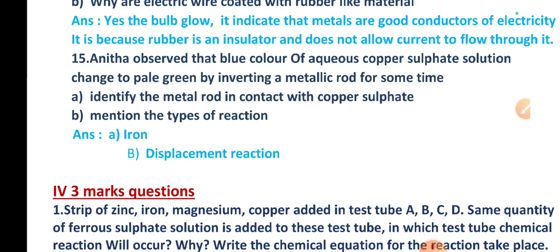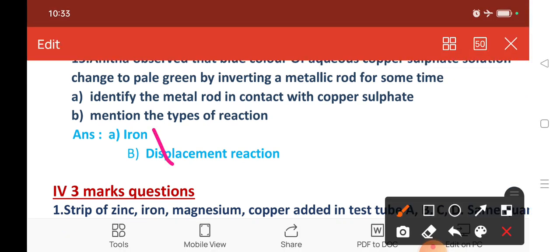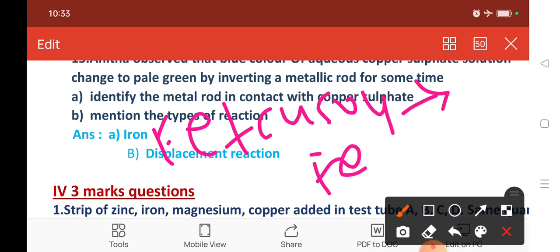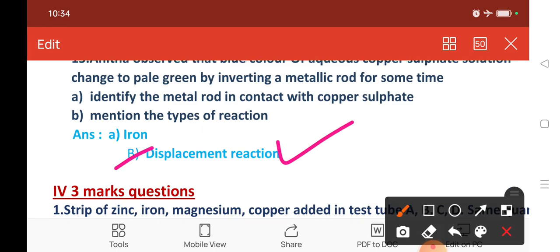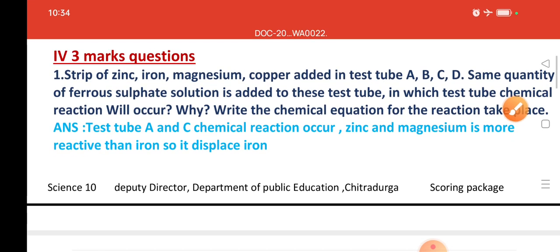Next, here iron reacts with the copper sulfate solution. What does it give? It gives iron sulfate and it displaces copper, because iron is more reactive than copper. Here a blue colored solution is there. It turns into which color solution? Pale green solution, because the product has changed. The product is iron sulfate with displaced copper. That's why it is a displacement reaction. Which reaction? Displacement reaction.